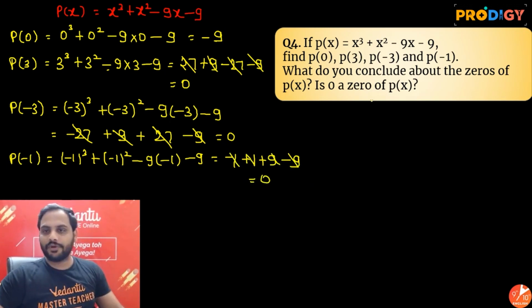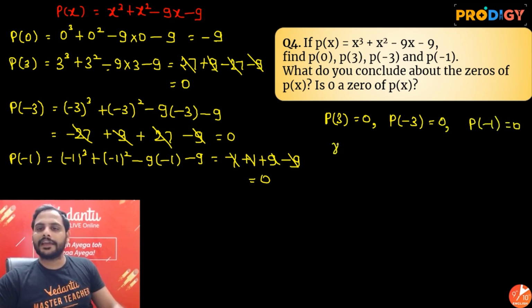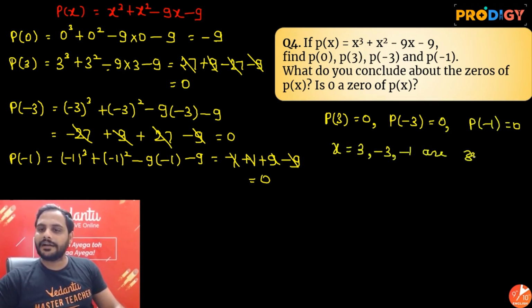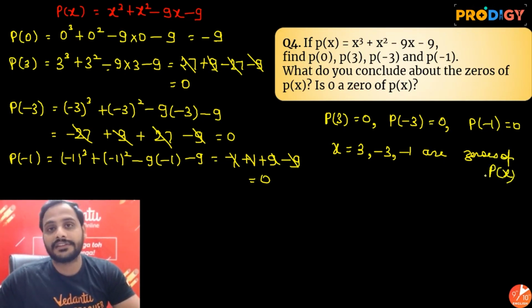So, what do you conclude about the zeros of the polynomial? We can see P of 3 is equal to 0, P of minus 3 is equal to 0, and P of minus 1 is equal to 0. So I can say x equal to 3, minus 3 and minus 1 are zeros of polynomial P of x. Understand, only a linear polynomial has only one zero. As the degree increases, the number of zeros of a polynomial can increase. So here the degree is 3, that is why we have got 3 zeros.